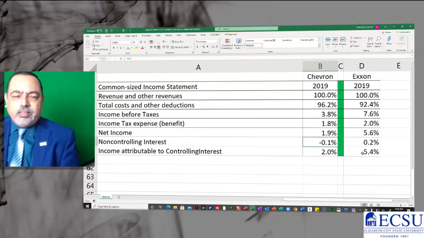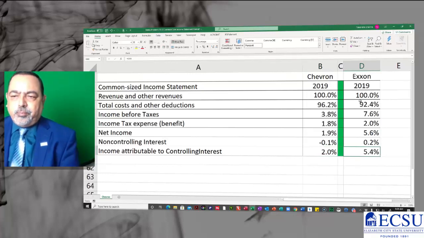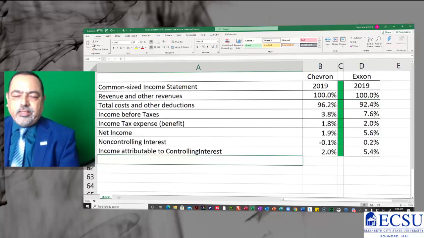So finally, the net income attributable to the controlling interest is 2% and 5%. So the people who have the control over the company, because of the majority of their stockholding, get 5.4 and 2%. So definitely Exxon Mobil is doing much better than Chevron. That is the conclusion that we can draw. And that higher income in terms of profitability is largely because of the cost control mechanism. That is something you have to keep in mind while doing a common size financial statement.